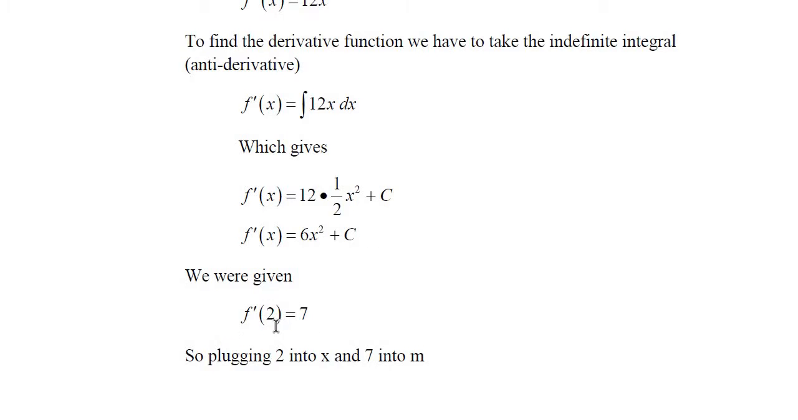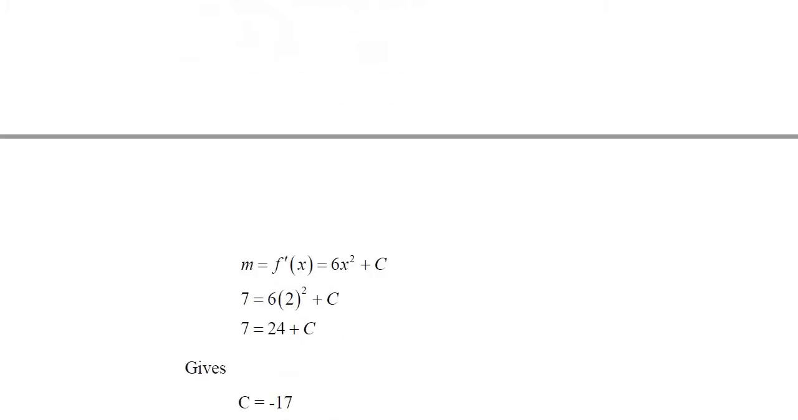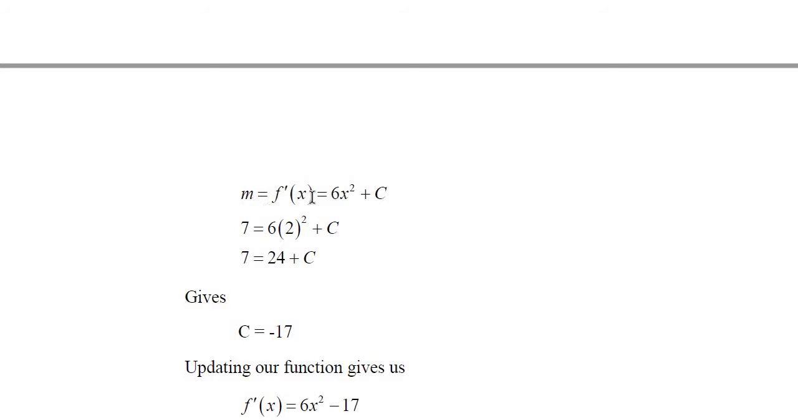Now we were given that f prime of 2 is equal to 7. So I'm going to plug 2 into x and 7 into m. I chose m because if you remember, the first derivative represents the slope. So 7 is equal to 6 times 2 squared plus a constant. 2 times 2 is 4. 4 times 6 is 24. Subtract my 24 over, and that tells us this constant is equal to negative 17. So updating our first derivative, that gives me f prime of x is equal to 6x squared minus 17.